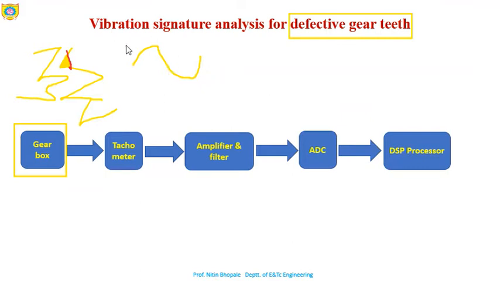At this point, the expected output will not be the same as this pure sine wave. It will be, let's assume, somewhat distorted. Now this sine wave will guide me that there is a certain fault in the gear tip. Okay, now how to detect this particular fault? This is where the role of the DSP will come into the picture.